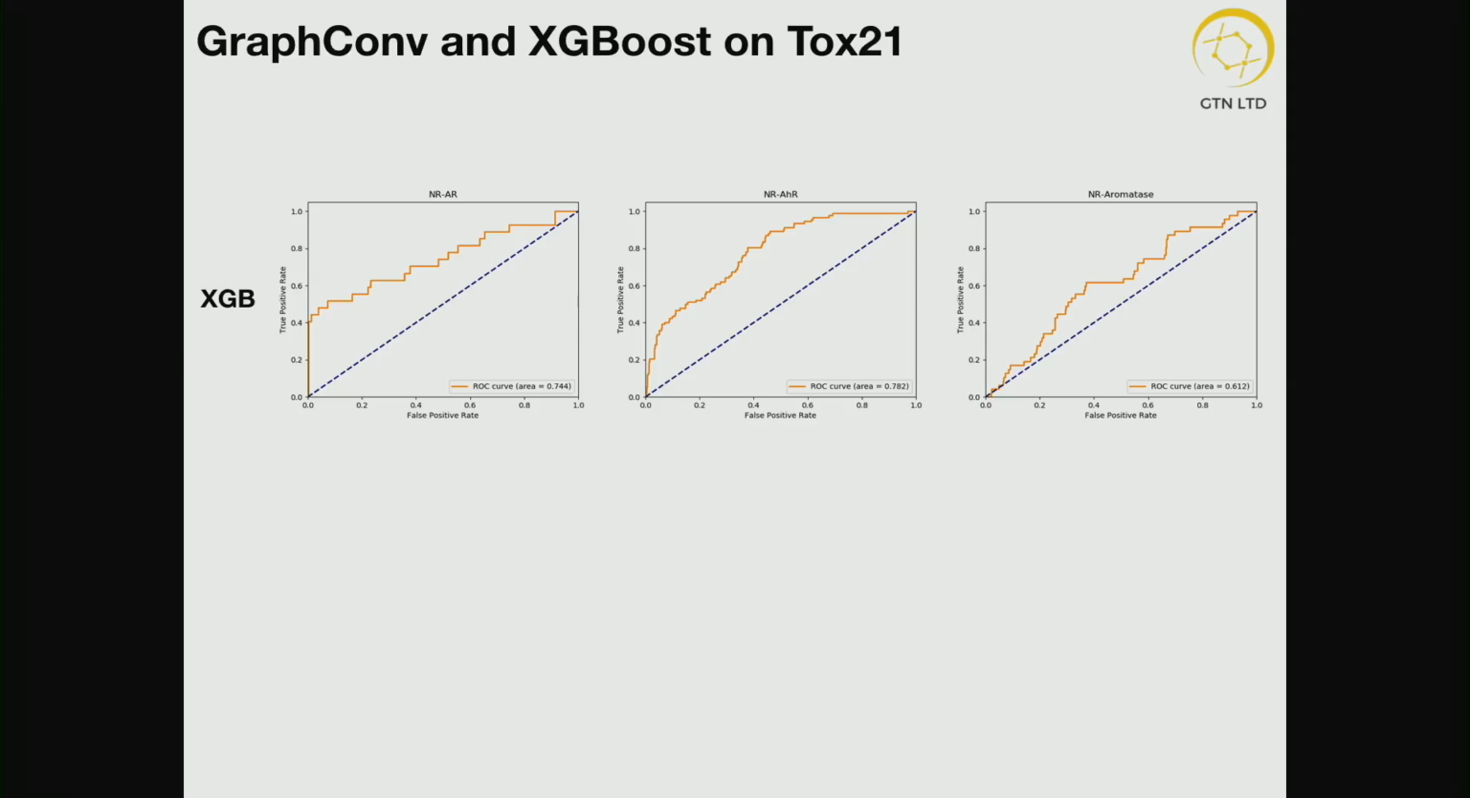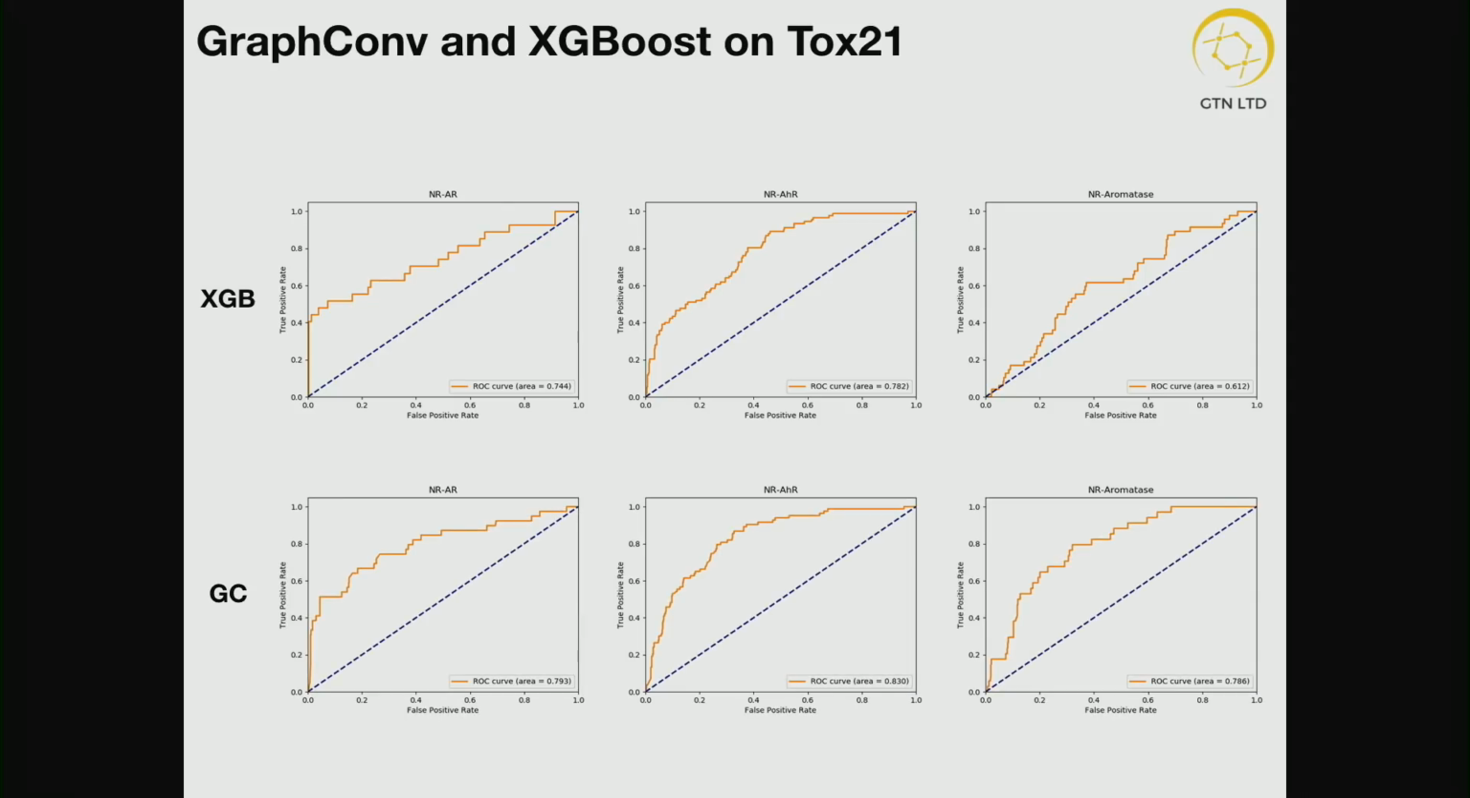So we use XGBoost as a baseline model. This is a tree ensemble method, which performs relatively well on these tasks out of the box. I'm just showing ROC curves for 3 of the 12 tasks here, and showing results down here for GraphConv. This is, again, the same kind of very simple implementation of GraphConv. And you can see, just based on the AUC, that you get a lot more power out of these graph convolutional networks as opposed to the tree-based methods.